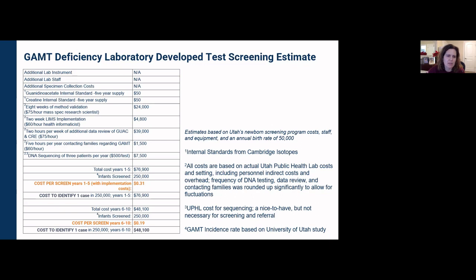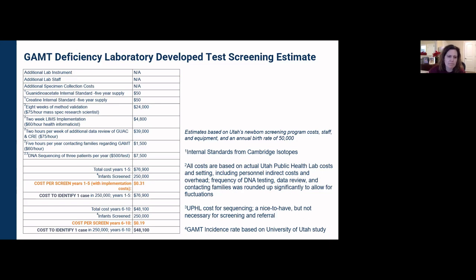As you can see, we get down to a total cost of $76,000 for years 1 through 5, with 250,000 infants screened. So that's 31 cents an infant, or $76,900 to identify that one infant. Now, of course, all these numbers change. If you're screening 500,000 infants, it would be lower than 31 cents, or higher if it were less.